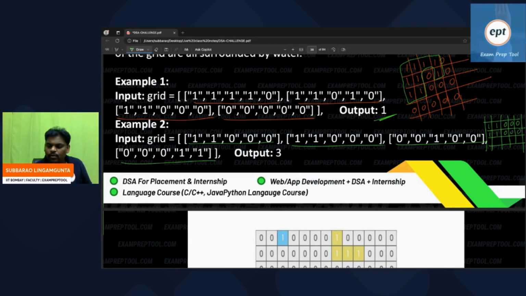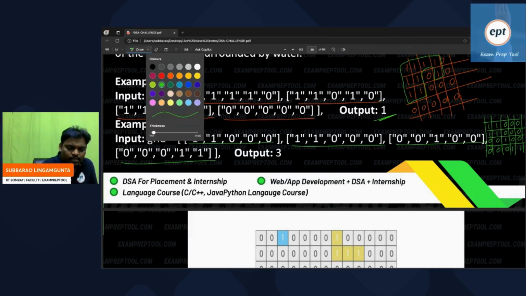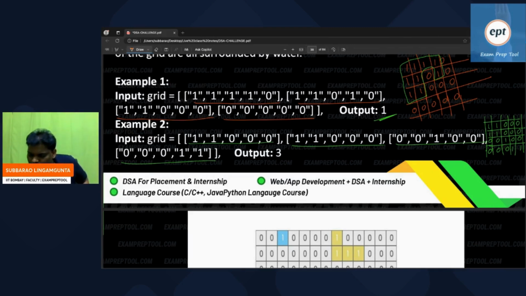The third row is double 0, 1, double 0. The last row, if you observe, is triple 0, double 1. Yeah, you can find out how many islands there are. Can you find out? I think this is one. All adjacent ones you have to take. Try to remember.